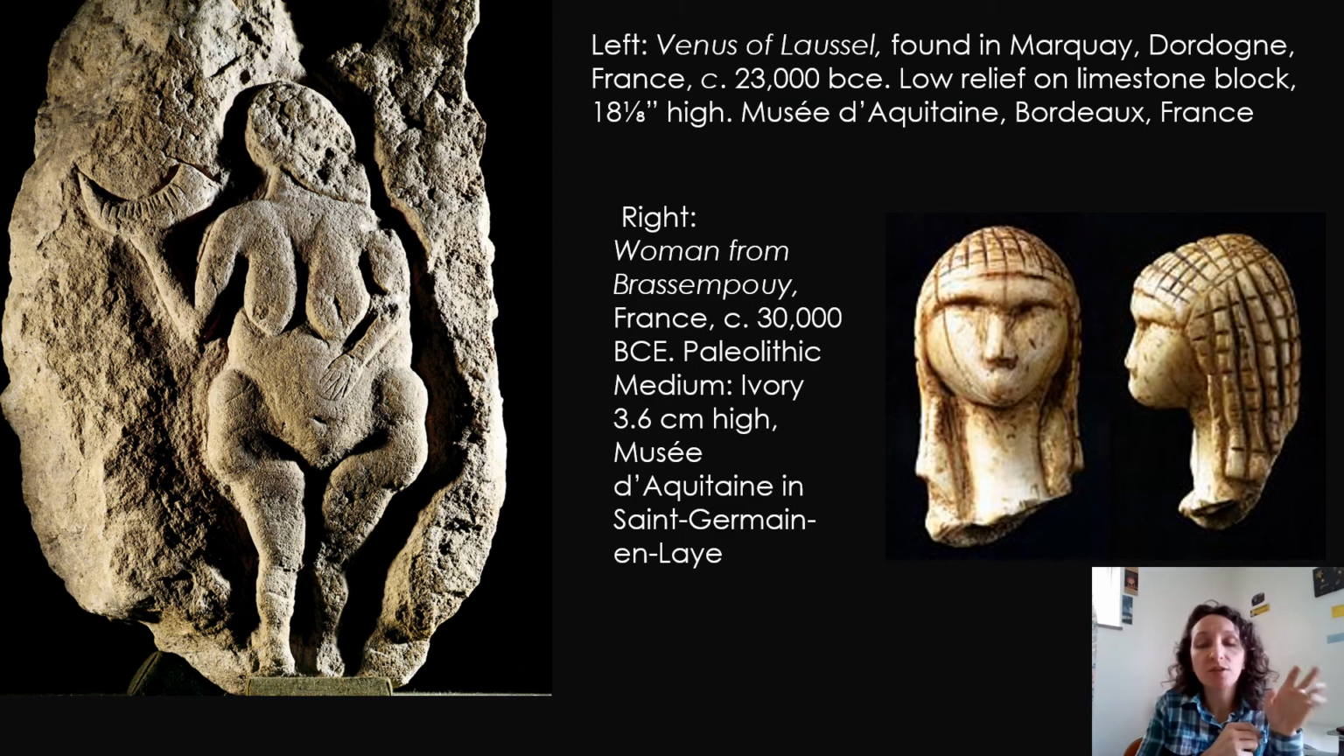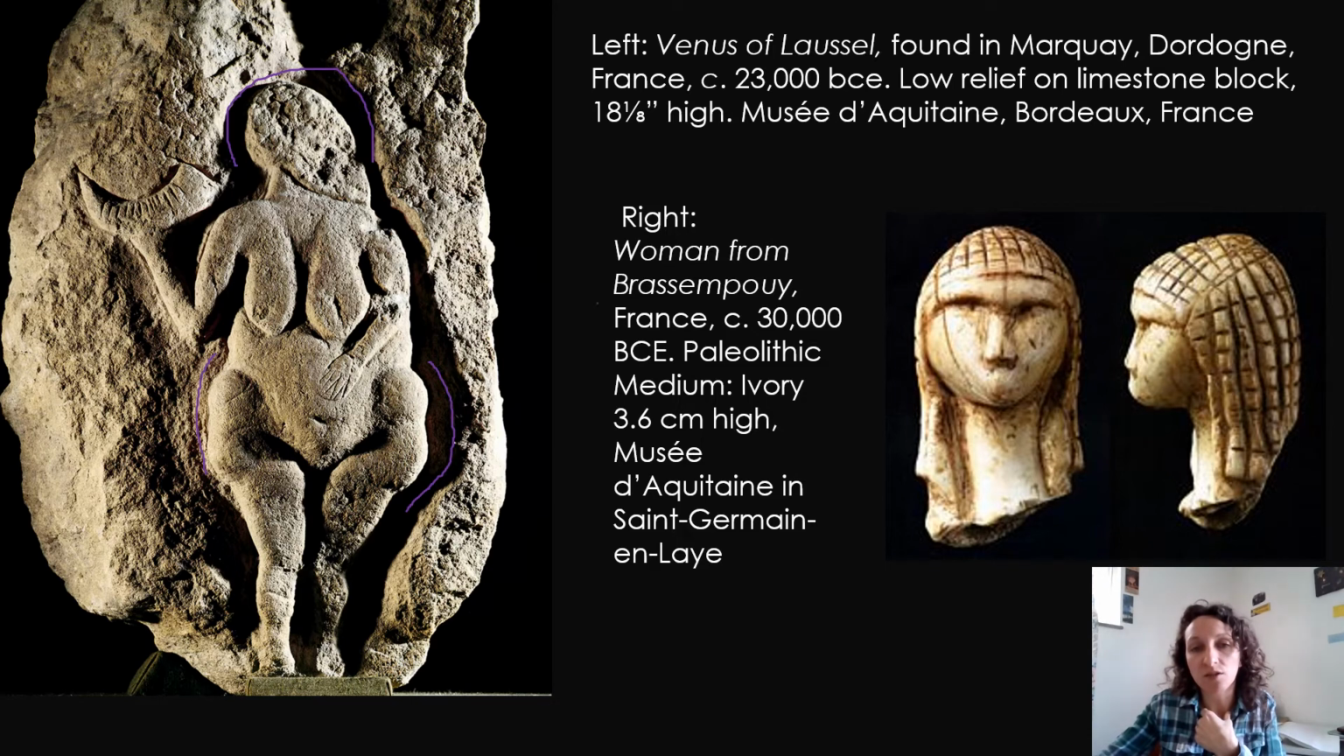So here are just some other examples of more Venus figures or women figures, right? These fertility figures. We can see again that there are these wide hips in the depiction and then this anonymousness of the face. There are only a few that have more detailed faces, and this one is one of them.